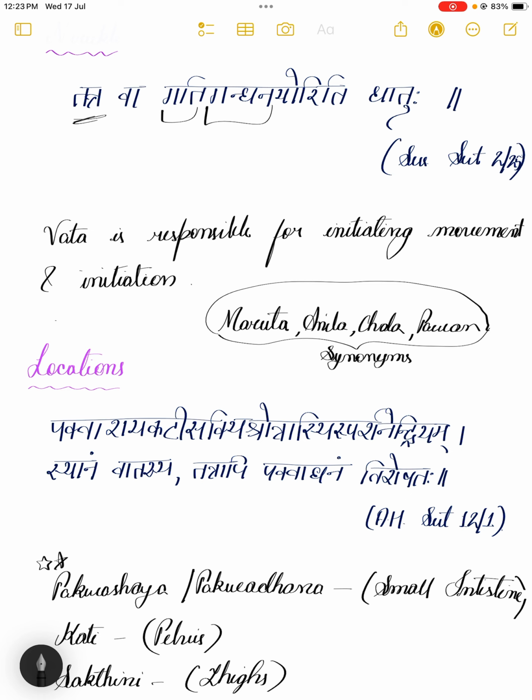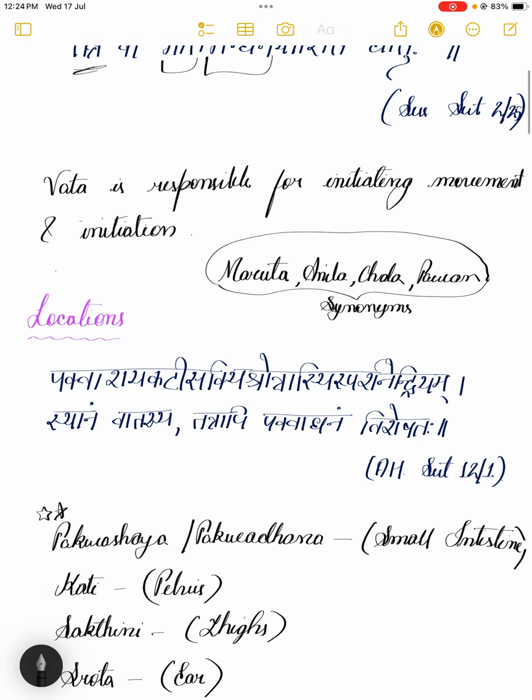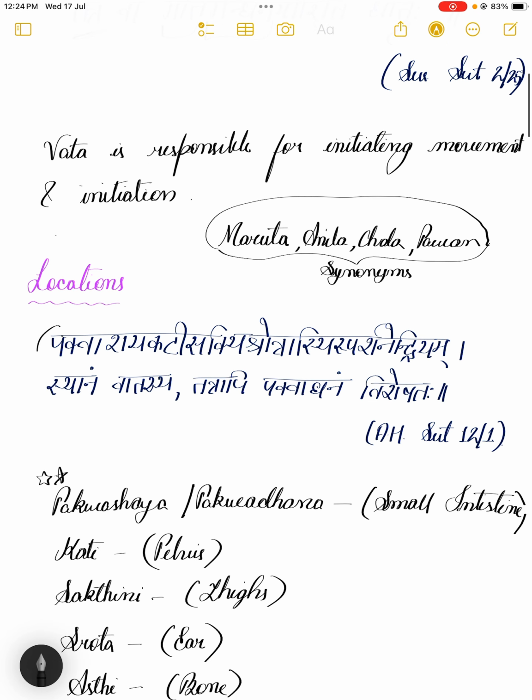Now, Acharya Vagbhat in Ashtanga Hriday Sutrasthan 12th chapter has mentioned that Pakvashay Kati Sakti Shrota Asti Sparshaneya Indriyam Sthanang Vatasya Tatrapi Pakwadhanang Visheshatah. Now this is a big verse. Let's do the sandhi of each of the words and understand its meaning. Firstly, Pakvashay, this is one word. Now what does Pakvashay mean?